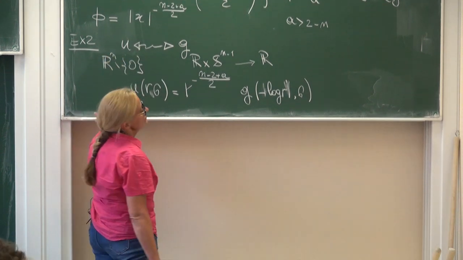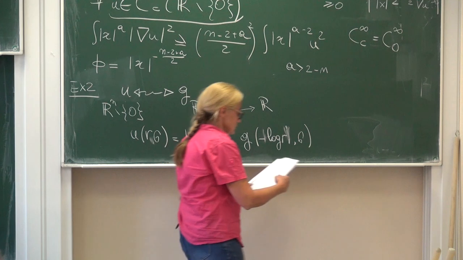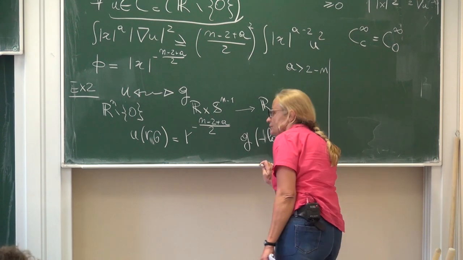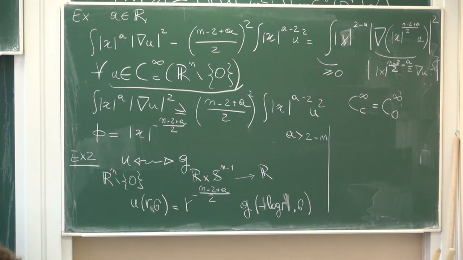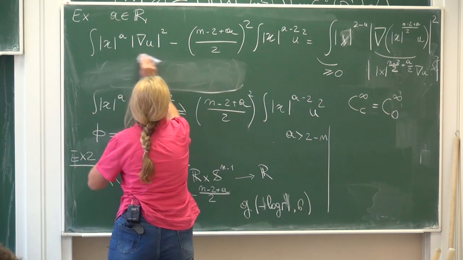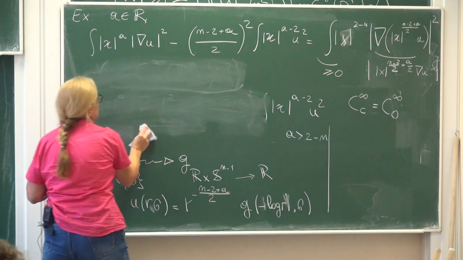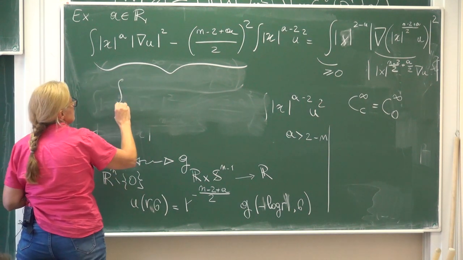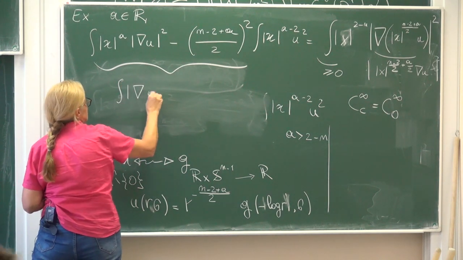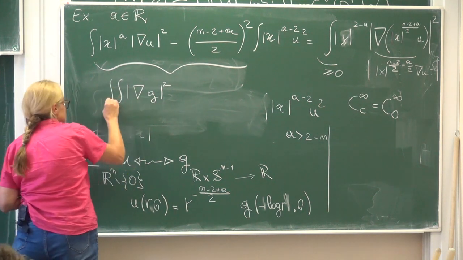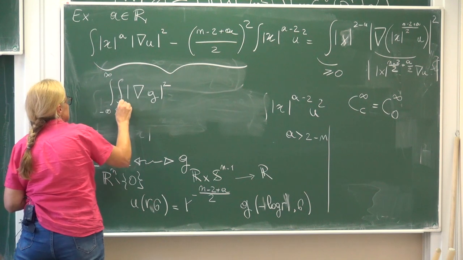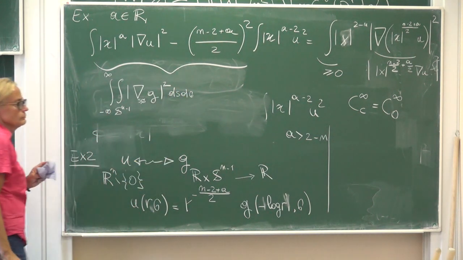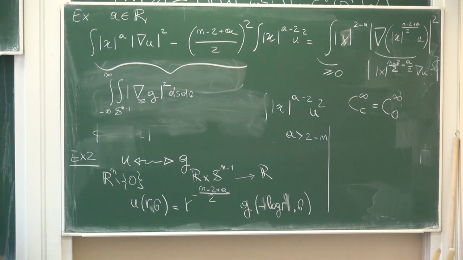So, what you can compute, I will write here. The fact is that this difference here, you can make very trivial computations. It seems to me this is an exercise in an exercise, as far as I remember. This is the gradient of g squared. So it's trivially positive.